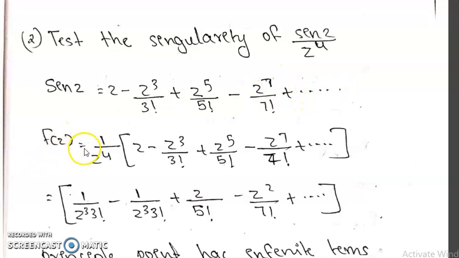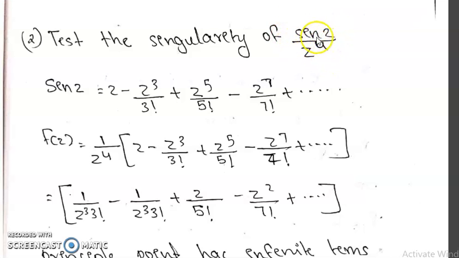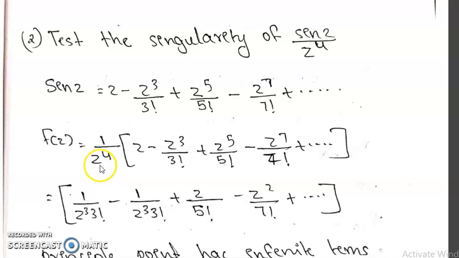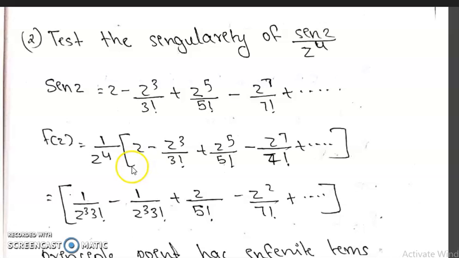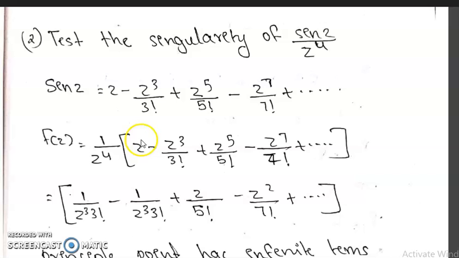Now we assume this to be f of z. F of z is 1 by z power 4 into sin z. What is sin z? Z minus z cube by 3 factorial plus z power 5 by 5 factorial minus z power 7 by 7 factorial plus etc. Now we can take this inside. Z by z power 4. What is z by z power 4? Z and z power 4 can be eliminated.